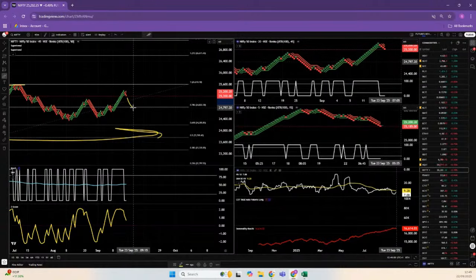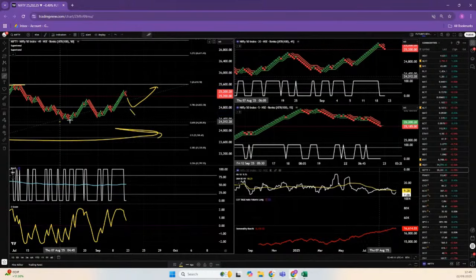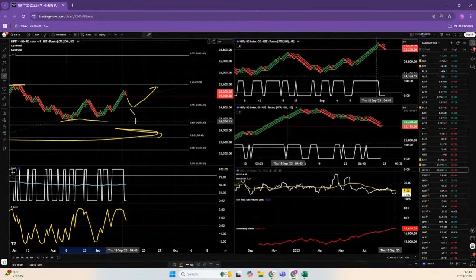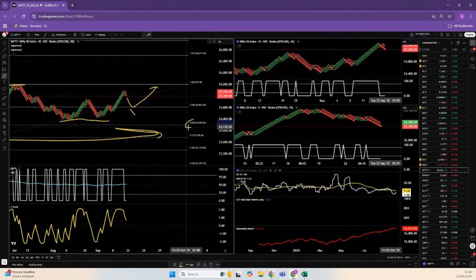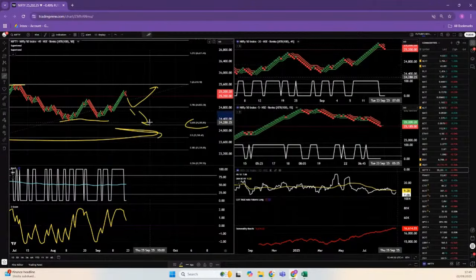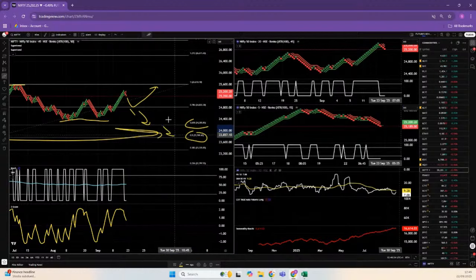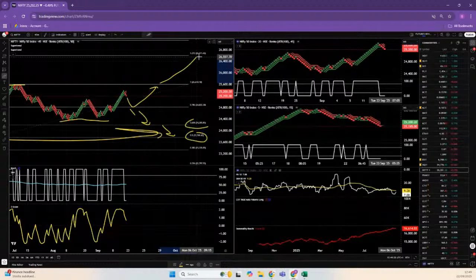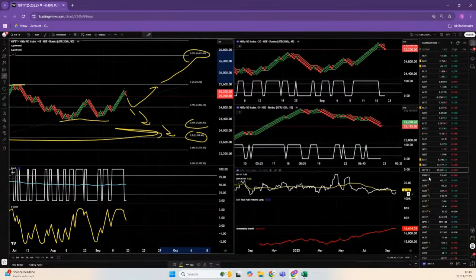Pullback zone 24,822. Potential buy the dip. If it breaks there, you can see a bit of price action noise there. That 61.8 fib hanging around at 24,200 to the downside, 23,800 if it breaks further again. But upwise, if we can get through those highs, what we're looking at is 26,600, the next up move.